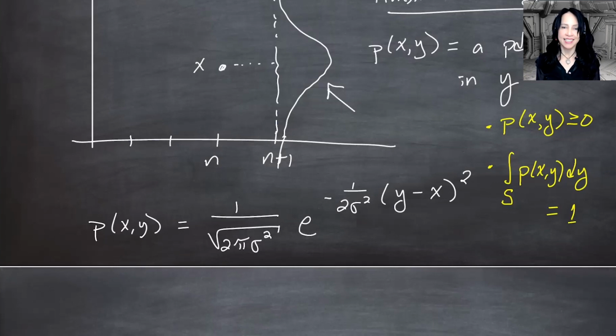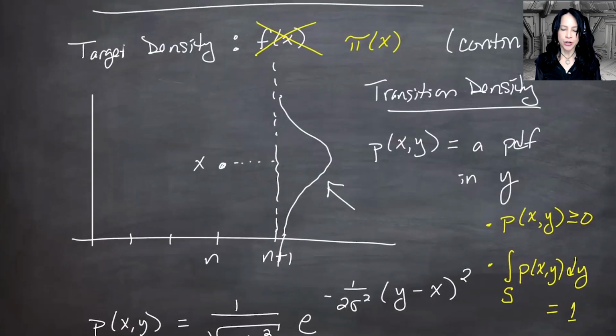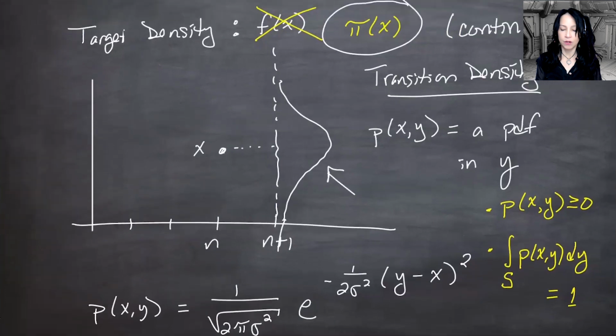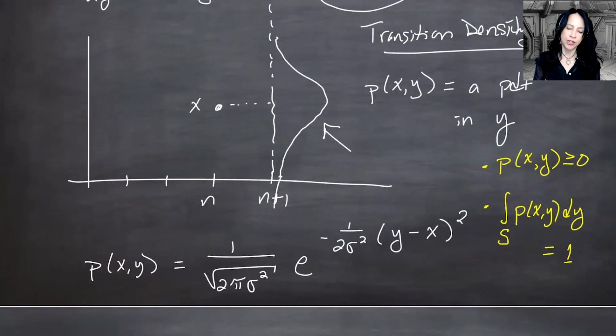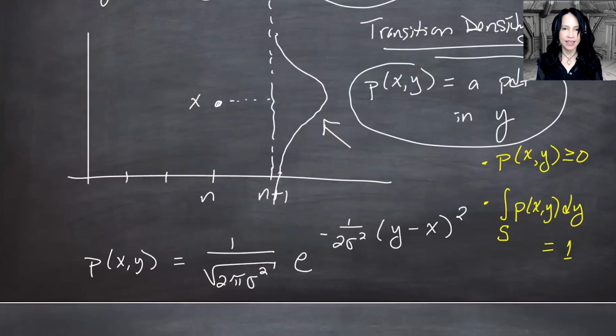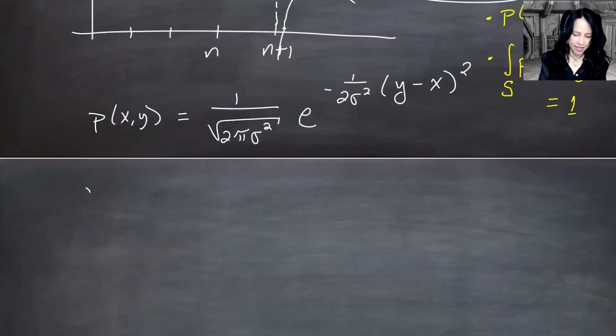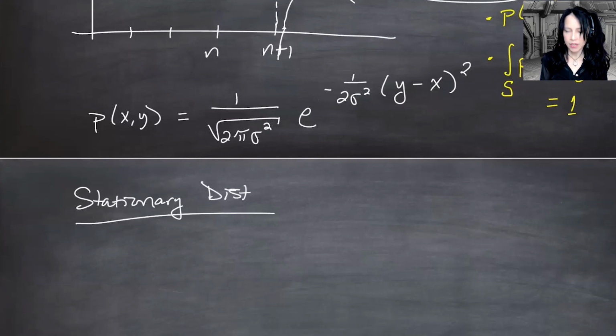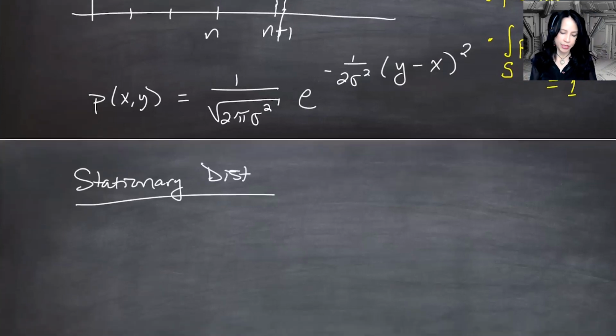But continuous state space. Our new notation for the stationary distribution is a pi of x. Oh, well, I haven't defined that yet. But our notation for a transition density is a PDF called P(x, y), and it's a PDF in y. Okay, so now let me define stationarity. Stationary distribution is going to be a pi. It's going to be a continuous distribution.